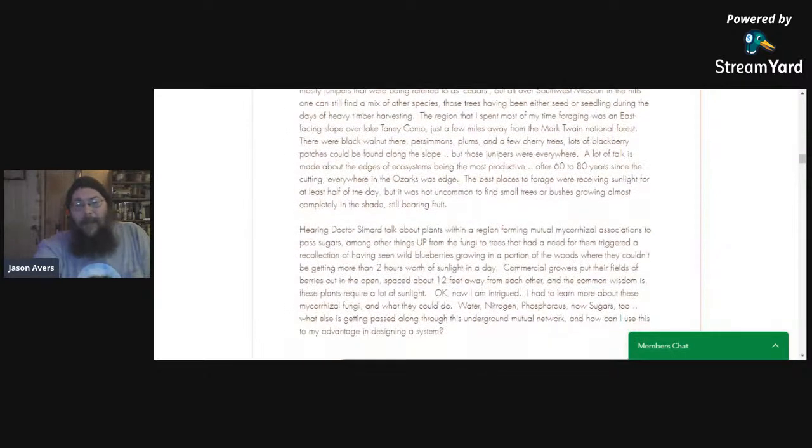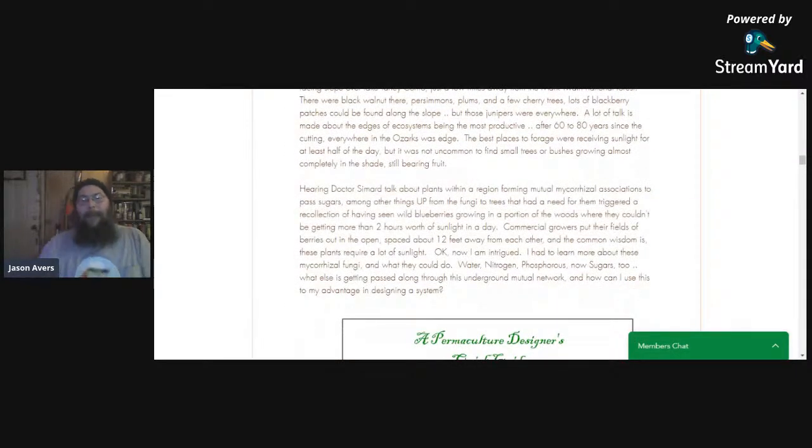Well, hearing Dr. Simard talk about plants within a region forming mutual mycorrhizal associations to pass sugars, among other things, that triggered a recollection of having seen wild blueberries growing in a portion of the woods where they couldn't be getting more than about 2 hours worth of sunlight a day. Commercial growers put their fields out in full sun and put 12 feet of space between plants. The common wisdom is these plants require a lot of sunlight.